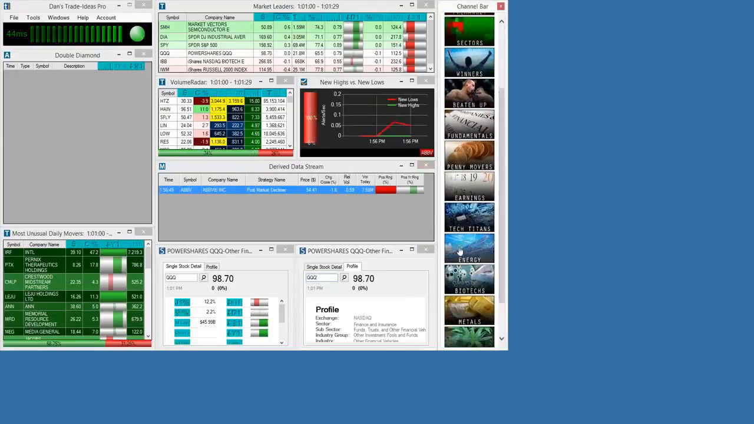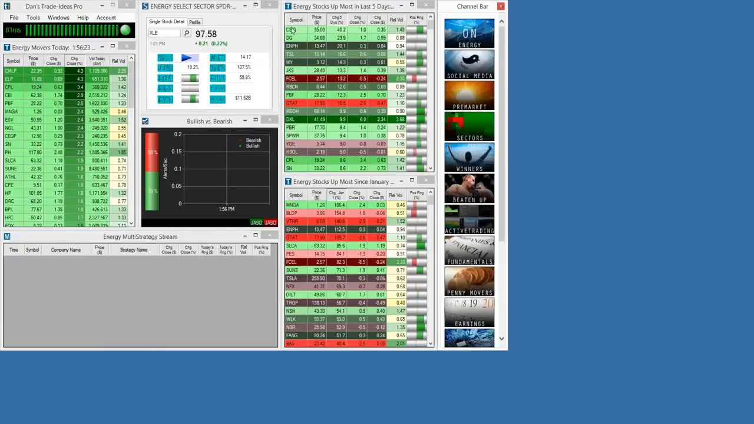So moving down, you have energy. Same thing. If this is the sector that interests you, you can quickly get to it. But you're not stuck there. You don't have to save anything to your layout. This is all available to you on any computer, whether you're at work or at home.